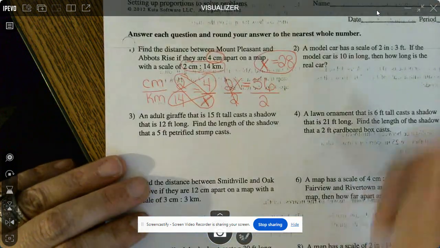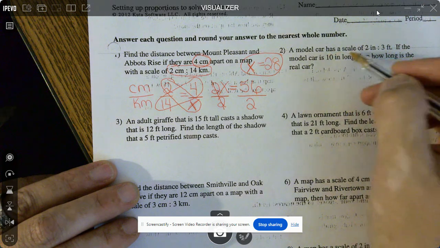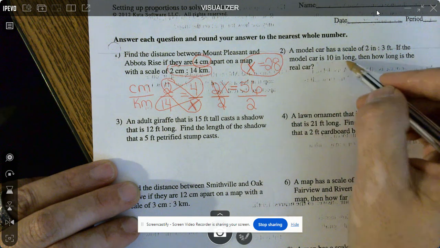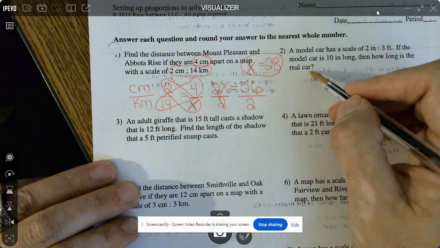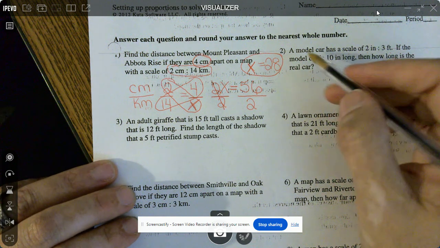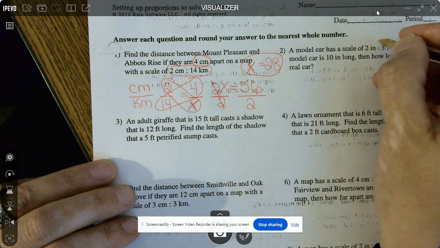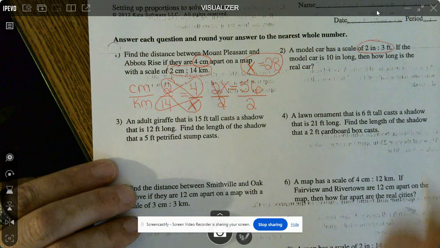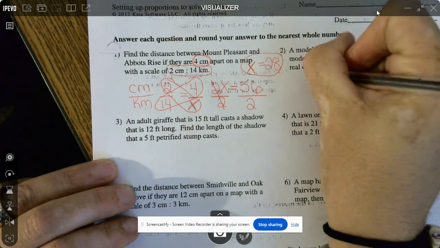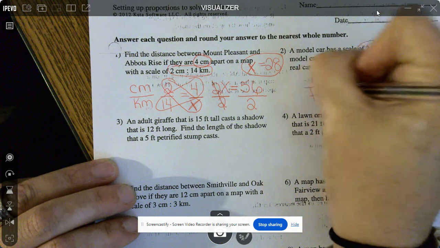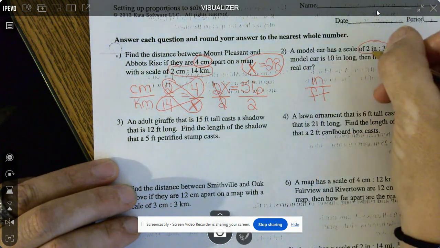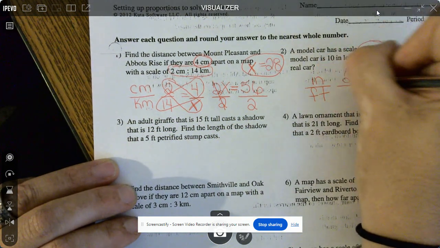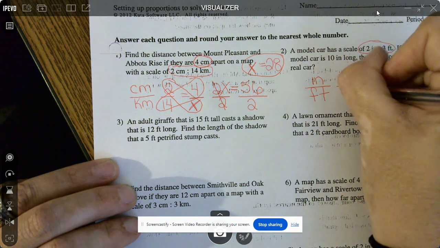A model car has a scale of 2 inches to every 3 feet. If the model car is 10 inches long, how long is the real car? Let's go back and look at the ratio, what we're comparing. A model car has a scale of 2 inches to 3 feet. What are the two things you're going to compare? You're comparing the inches to the feet. We know it's 2 inches, so the 2 goes on top where it says inches, and the 3 goes on the bottom where there's feet.